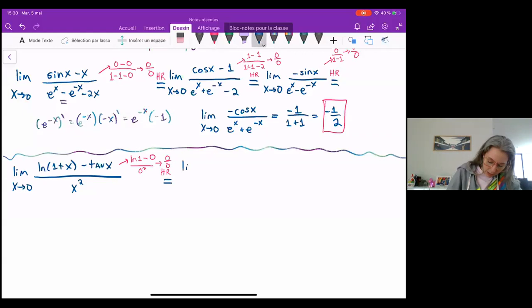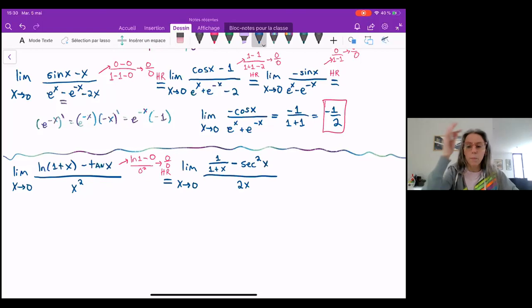And I end up with the limit as x approaches 0. The derivative of ln of 1 plus x is 1 over 1 plus x. We have a 1 on the top because the derivative of 1 plus x is just 1. So we either do the derivative of 1 plus x divided by 1 plus x, resulting in 1 over 1 plus x. The derivative of tangent x is secant squared x. So minus secant squared x divided by 2x.